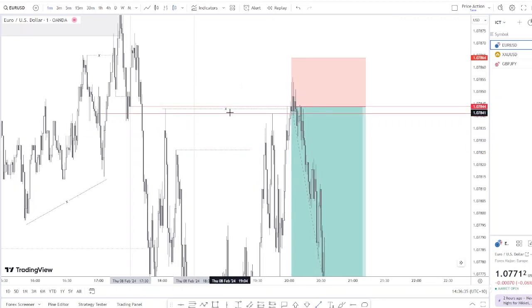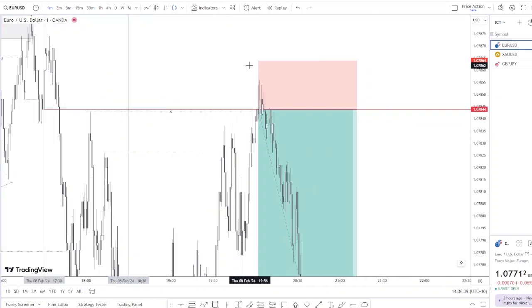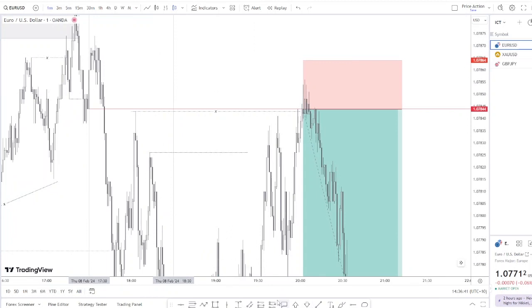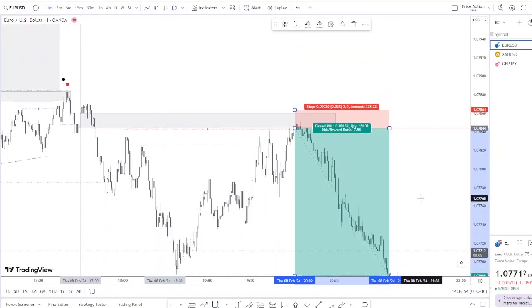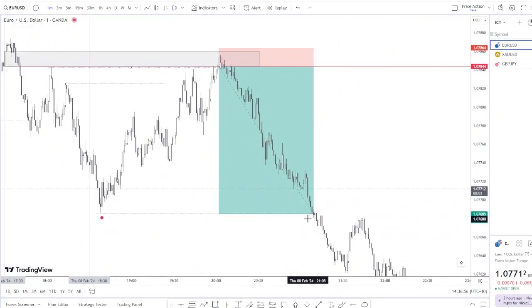Just remove it. Just remove it like that. Then we have this key level. So our entry would have been on this POI, here, probably to that order block, like that. That would have been a nice entry, targeting our external range liquidity here. Okay.